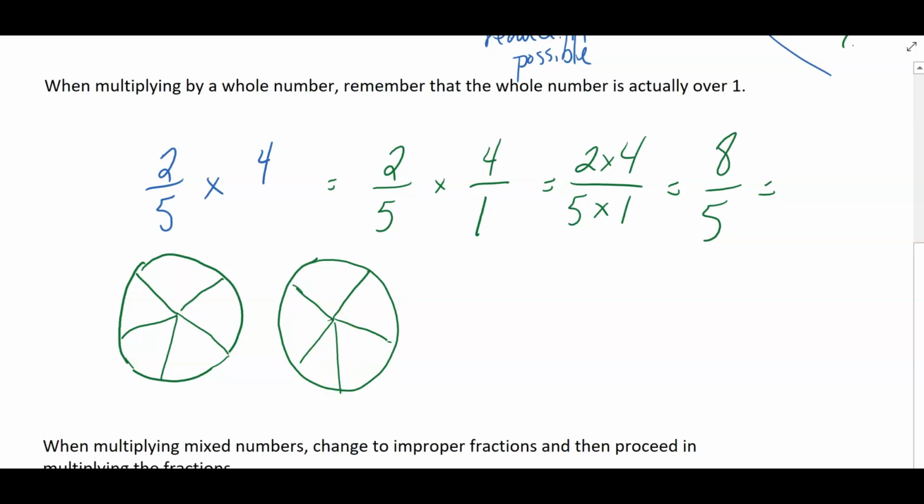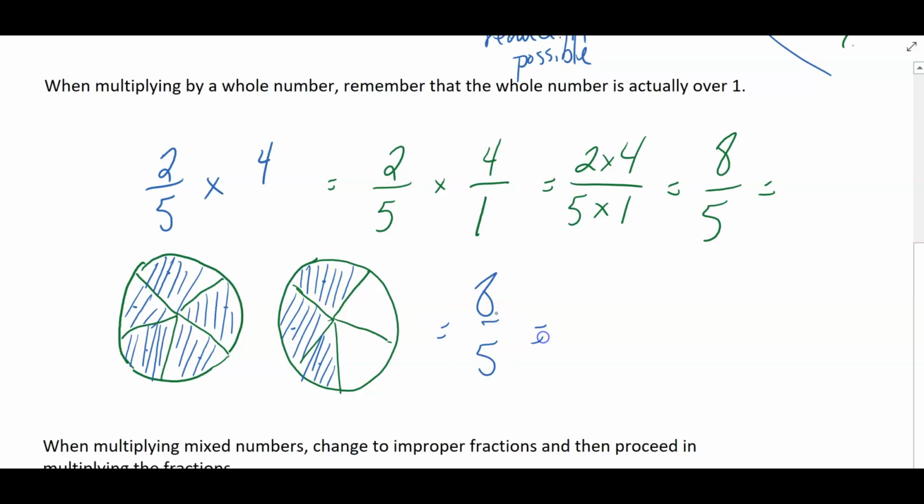All right, we have 2/5 right here. 4 times. So there's one of them. There's a second one. There's a third one. And here's a fourth one. So that product is 1, 2, 3, 4, 5, 6, 7, 8/5. Or 1 whole and 3/5.